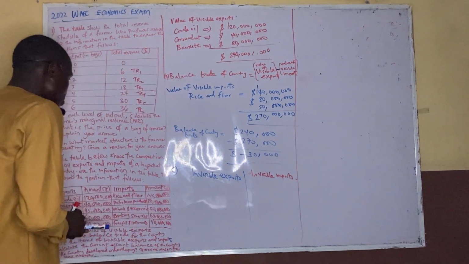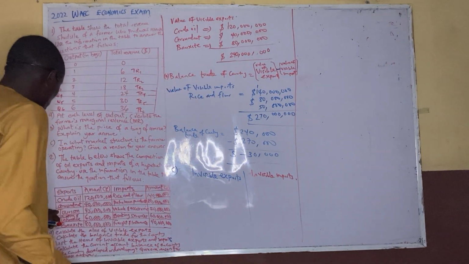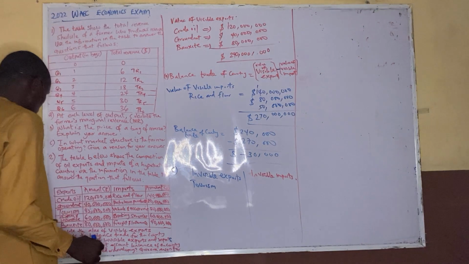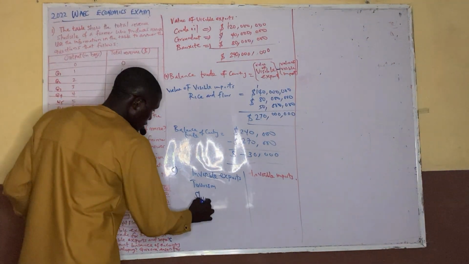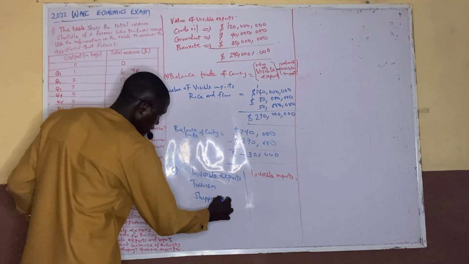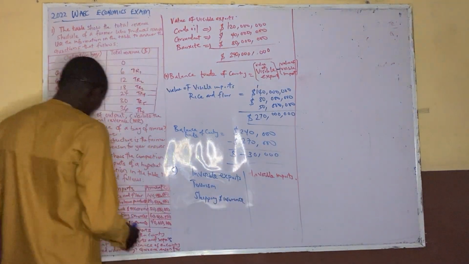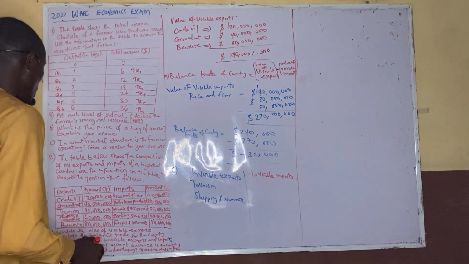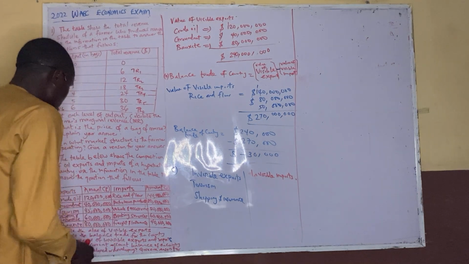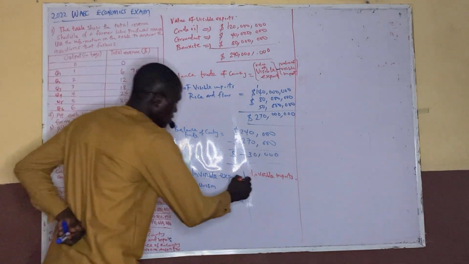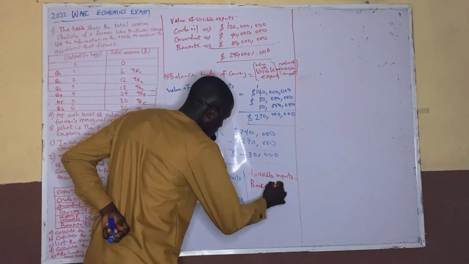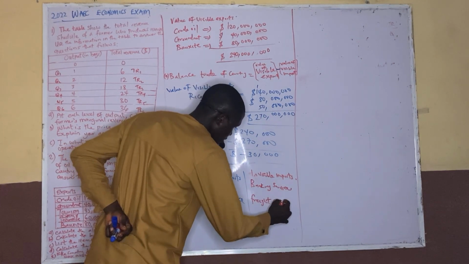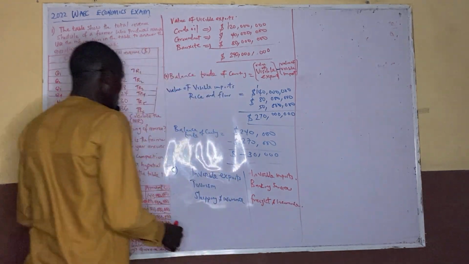Now, what are the words? Invisible exports. We have tourism. Tourism is an invisible export. We have shipping and insurance. That's all about invisible exports. Now invisible imports. We have banking and finance services. Banking services. And we have freight and insurance. Also there are other things that are invisible.